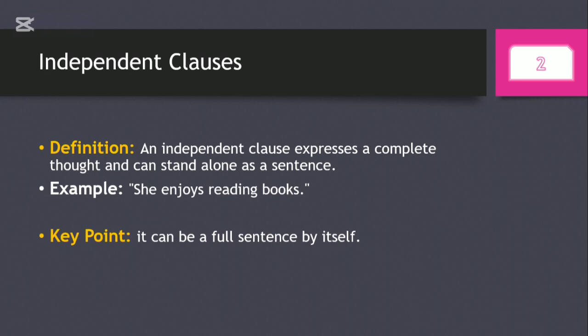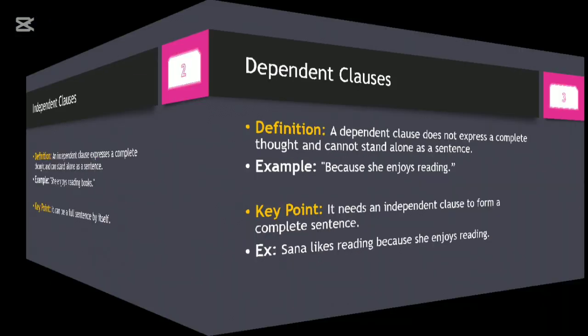First one, independent class. An independent class expresses a complete thought and can stand alone as a sentence. This class can give a complete sense and meaning. Example: she enjoys reading books. There is no need for asking questions because it gives a full and complete meaning. The key point is that it can be a full sentence by itself. It does not need another class.